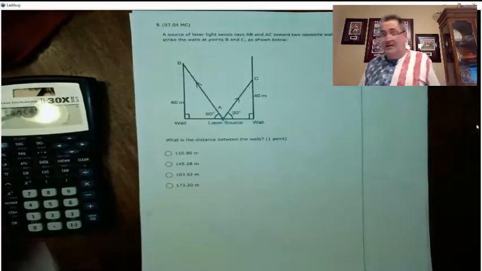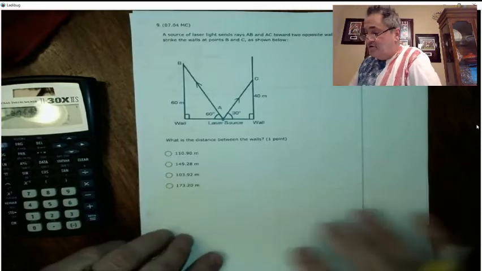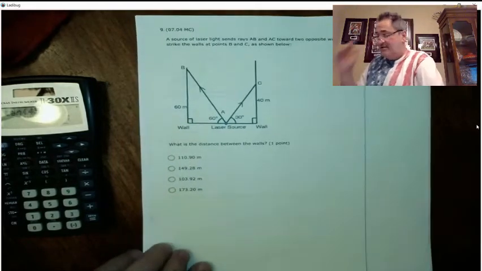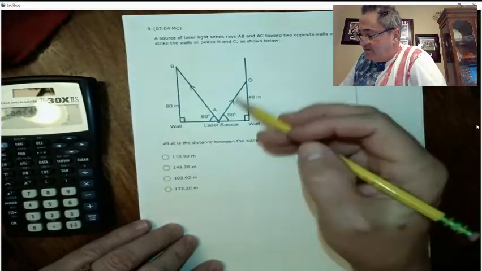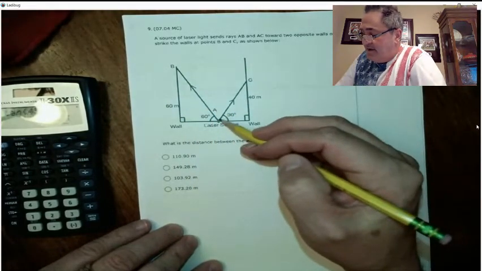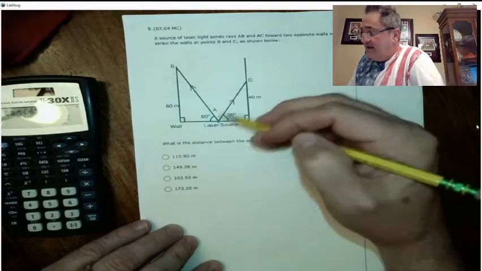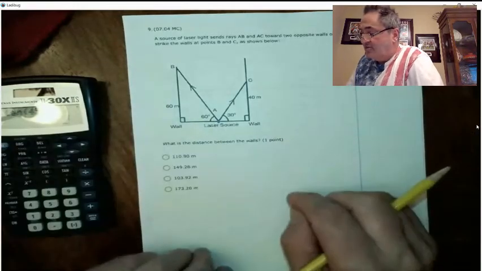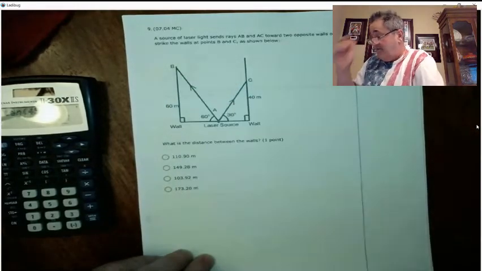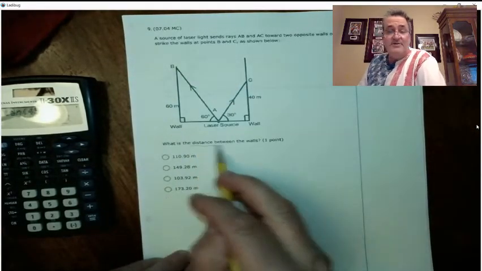Next. Number 9. Don't have many more to go. This one's a pretty short practice test. A source of laser light sends rays AB. So this is A right here where the source is. AB and AC to opposite walls of a hall. And the light ray strikes the walls at points B and C. And they want to know what's the distance between the walls.